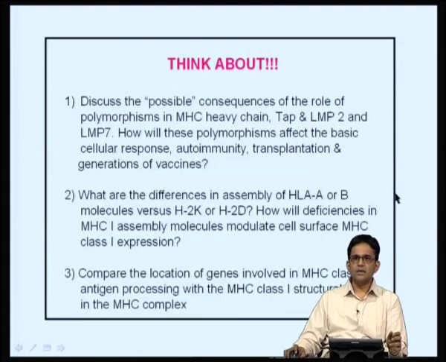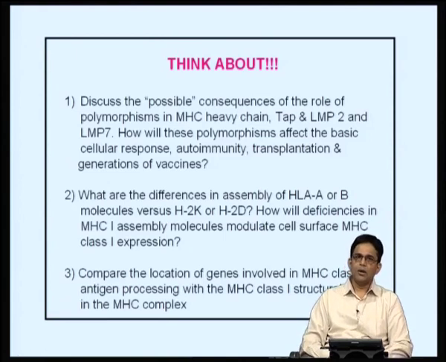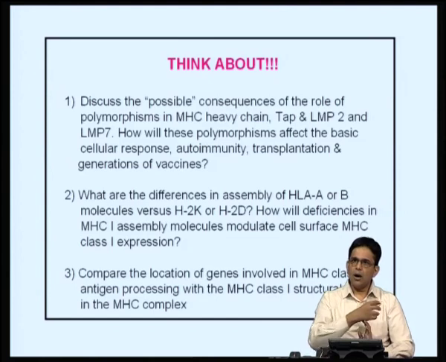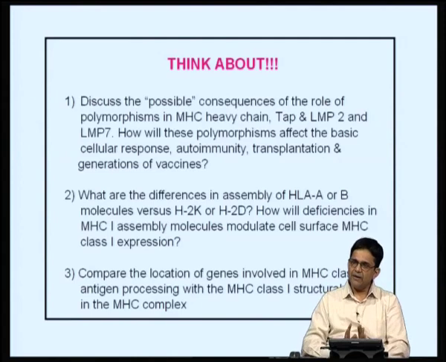These end up by vesicular trafficking on the cell surface, and now you have MHC on the cell surface. Now, here is something I would like you to think about and discuss. What are the possible consequences of the role of polymorphisms in the MHC heavy chain, TAP, LMP2 and LMP7? What was discussed is that the MHC heavy chain is highly polymorphic. In mouse and humans, the TAP and the proteasomal subunits are not that polymorphic. There are some polymorphisms known, but they are not incredibly polymorphic the way the MHC heavy chain is.